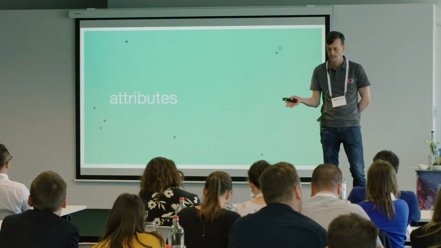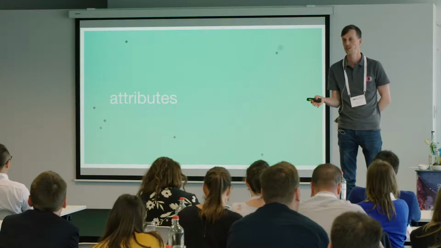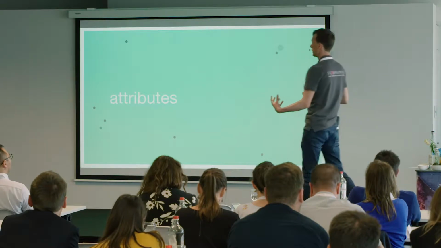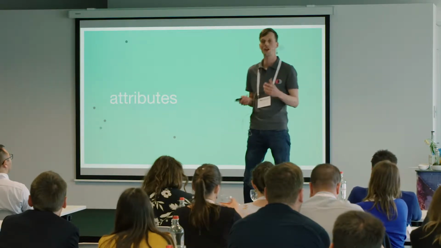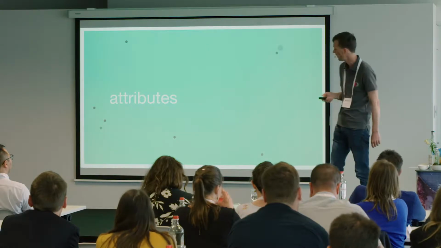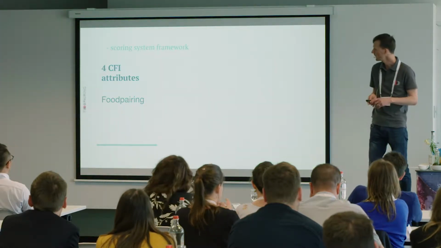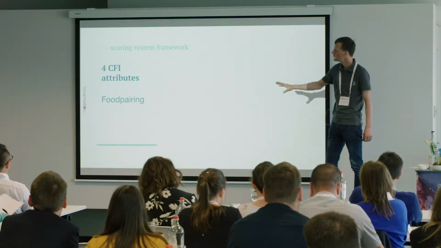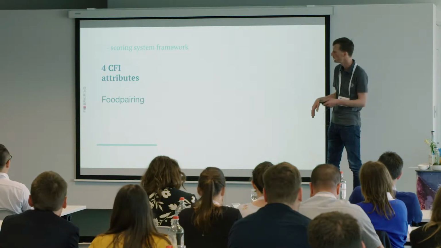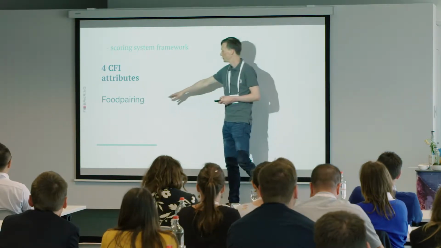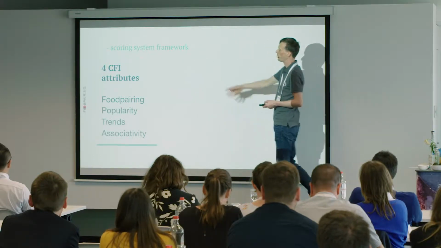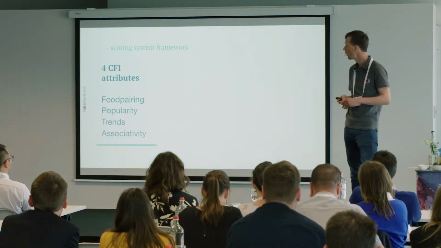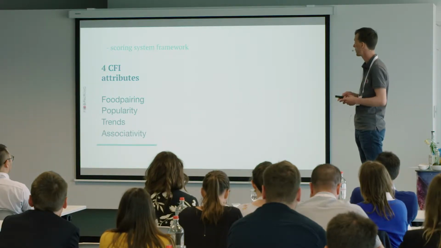So one is about the data, the other one is about the attributes. So what are the attributes that we extract from all this data? You know already trend is one of them, but there are much more attributes that we extract. So there are four main CFI attributes which are used in a basic model. It's about the food pairing match, and popularity, trending, and associativity. So I will go through all those four attributes so you understand what they mean.